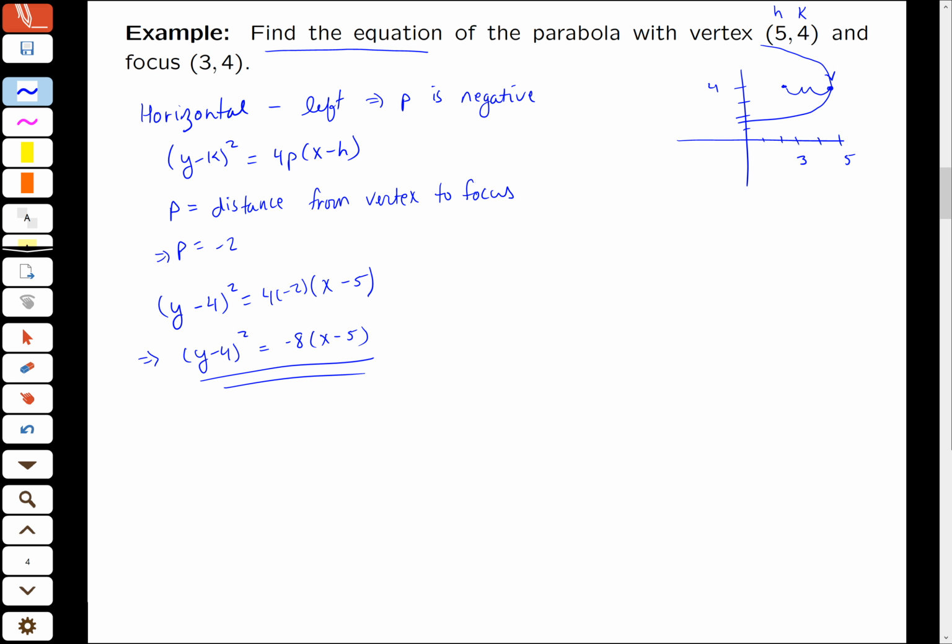Question? Why is it negative? Because it's opening to the left. Whenever it opens to the left or opens down, p is negative. P is the direct distance. Any other questions? Can we do that on our homework? You have a couple of questions like that on the homework. Hopefully.